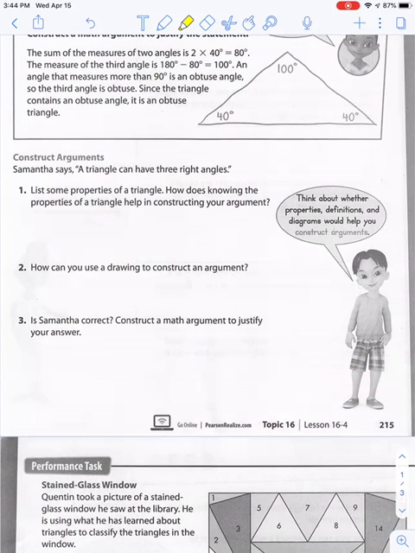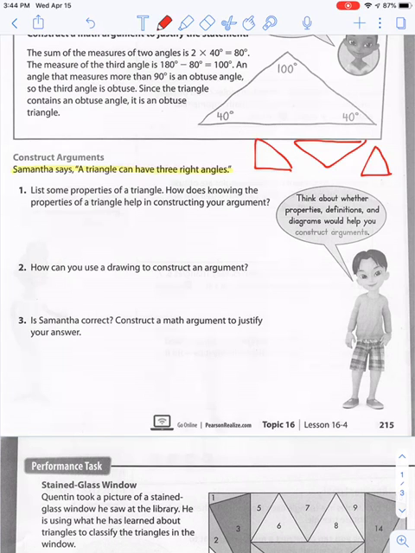All right, here's our first argument. Samantha says a triangle can have 3 right angles. Okay, let's think about this for a minute. All right, Samantha, listen, when it comes to angles, we have 3 different kinds of triangles. We have a right triangle, which looks something like this. We have an obtuse triangle, which looks something like that. And we have an acute triangle. It is so cute, and it looks something like that.